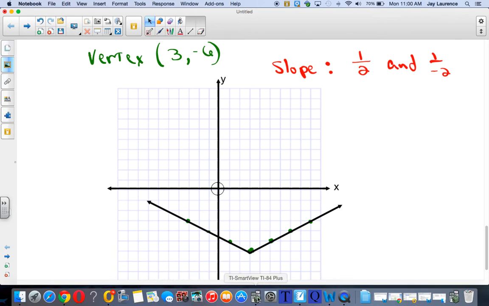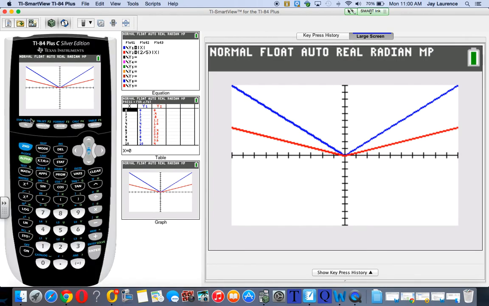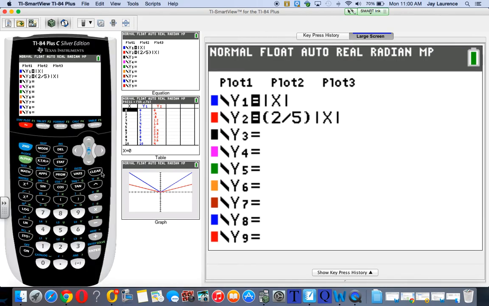And what was it? Okay, so my equation. Let's see, I want to change that 2/5 to a 1/2. I'm just going to edit it. Now, inside the absolute value, I want minus 3. And then what did I say? Plus 6, I believe? Plus 6. No, minus 6. Minus 6. All right, let me make sure. Got it right.